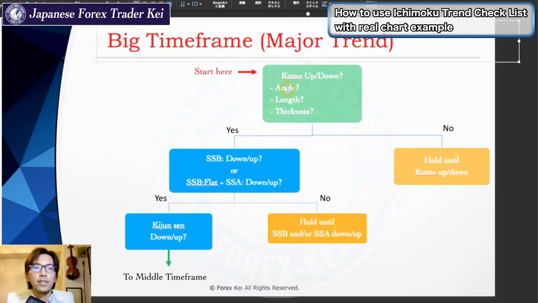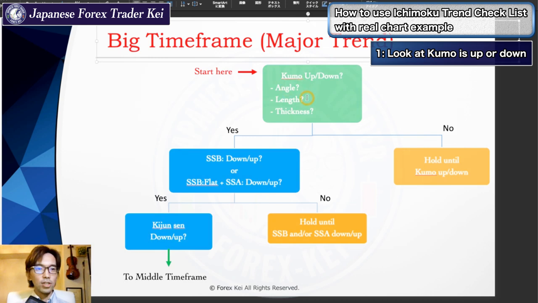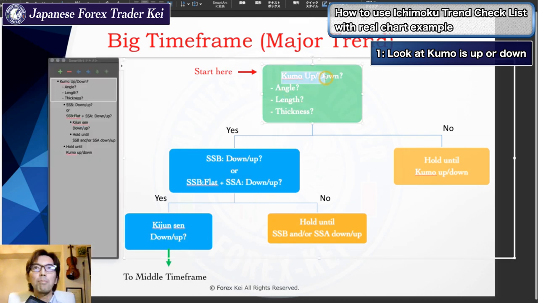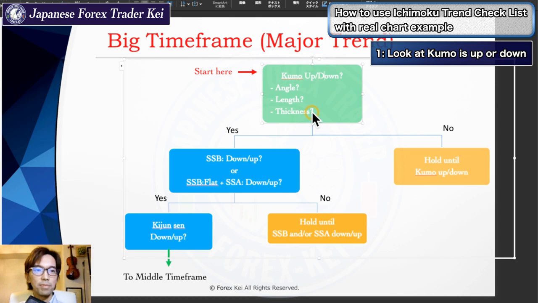So first you look at the Kumo, and whether it's moving up or down. And when you see the Kumo, make sure to check these three points at least. First, the angle of the Kumo, second, the length of the Kumo, and finally, you look at the thickness of the Kumo, whether it's thick enough or not.